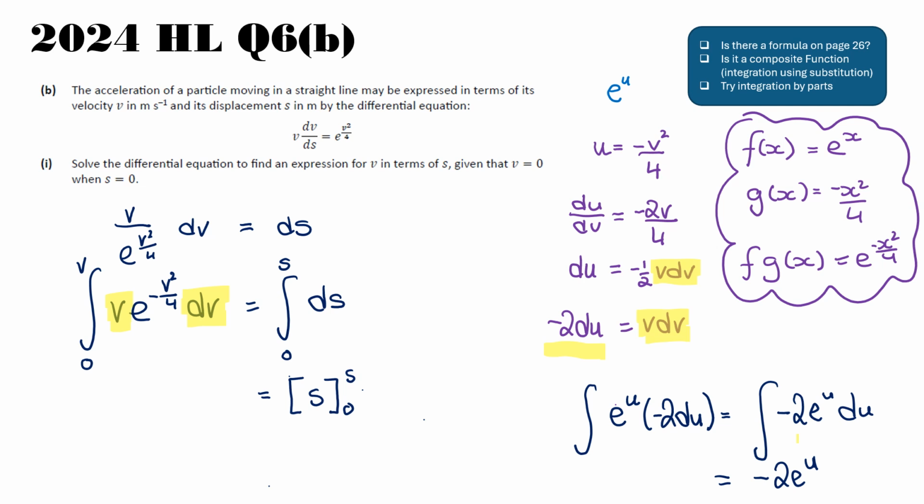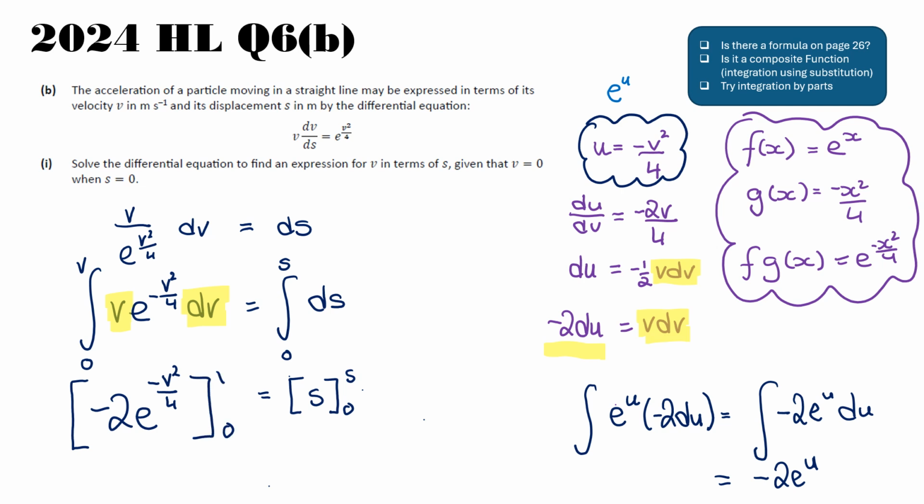So e to the power of u is going to stay exactly the same. The minus 2 is just a coefficient. It's not going to do anything. So when we plug this back in over here, we're going to change our u back to what we defined it as. So we get minus 2e to the power of minus v squared over 4. And we're going to evaluate this between 0 and v.